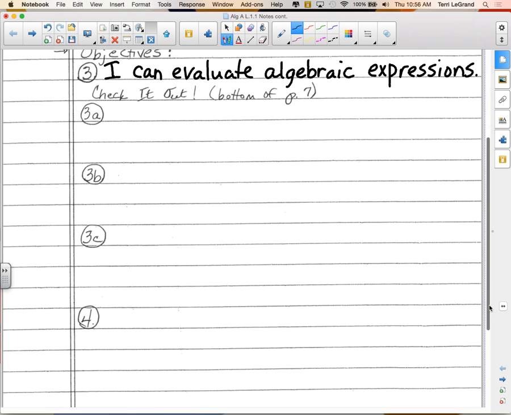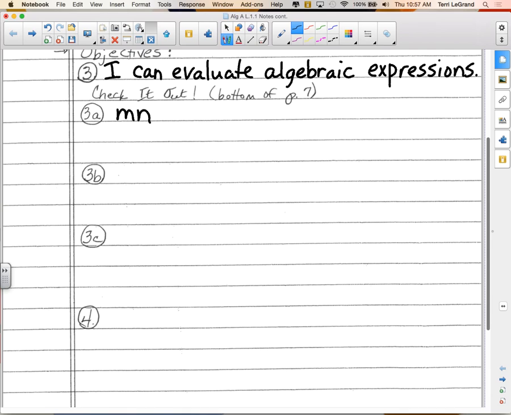So check it out at the bottom of page 7. Here's what we're going to do. We're going to practice evaluating algebraic expressions. Would you write down the algebraic expression for 3a that is in your book? Find it. 3a algebraic expression. Write it down. We always want to start by writing down the algebraic expression given to us. Is it mn? What does that mean, mn? What operation's invisible there? Multiplication. This means m times n, doesn't it?